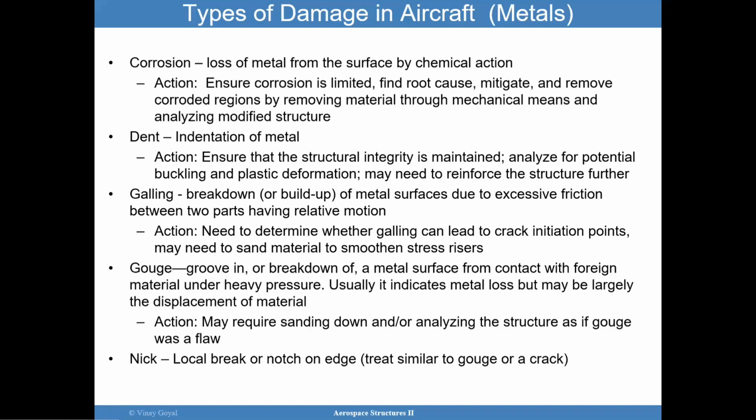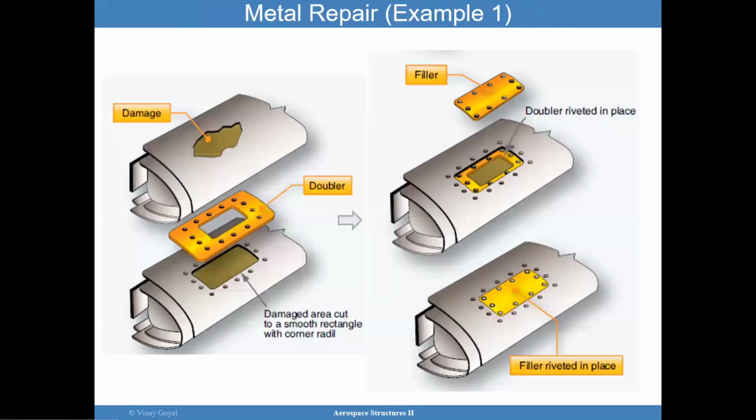Galling is a breakdown of metal surfaces due to excessive friction between two parts. So you want to make sure that galling does not lead to crack initiation points. Gouge: you can have a groove in a metal surface from contact with foreign material under heavy pressure. And then nick, which is a local break or notch on the edge.